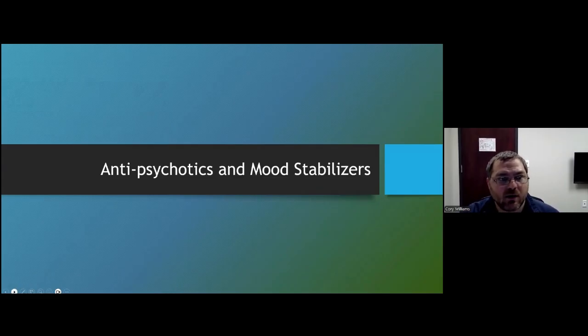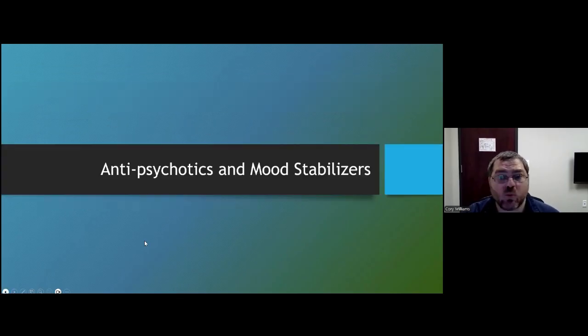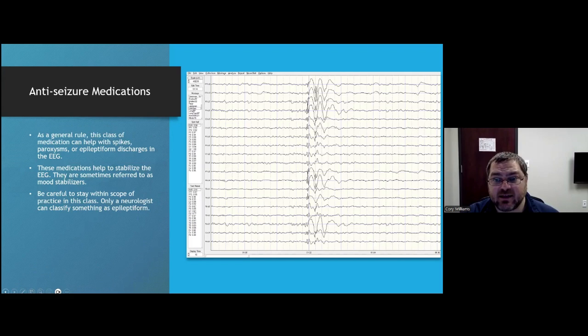Now, most antipsychotics, especially the atypical antipsychotics, will potentiate seizures. So when you see activity like this, and you give this person, say, Abilify or Zyprexa, odds are they are going to feel worse. You'll see behavior get worse. You'll see most of their symptoms get worse, and you run the risk of potentiating a seizure disorder.